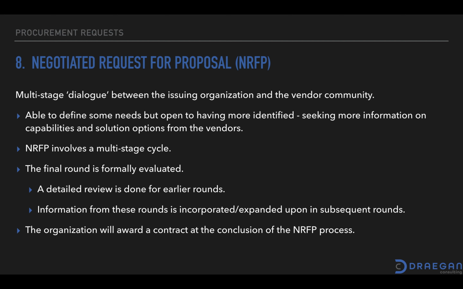So again, a detailed review is done with each of the earlier rounds, and you incorporate things as you go. There is a final round that goes out. So there is one final NRFP document, and the vendors that are participating in the process are allowed to respond to that final request. Typically those are evaluated using a BAFO process, so best and final offer, and they are then ranked against each other, and the organization awards the contract to the vendor who has the highest score in that ranking.